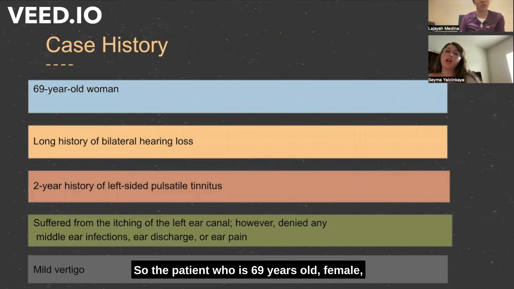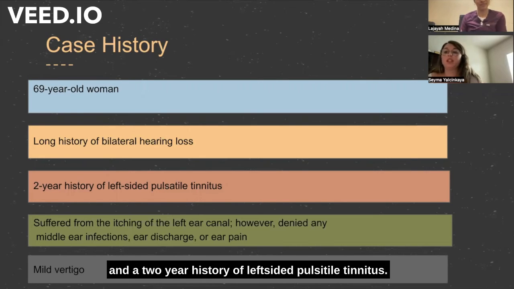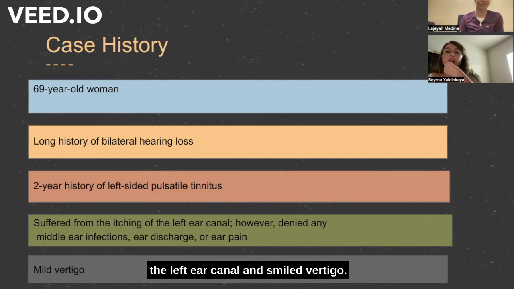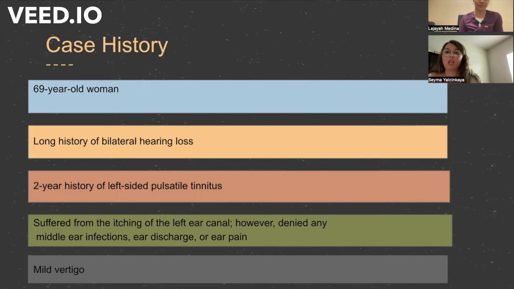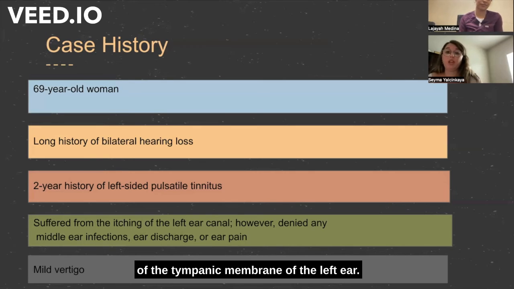The patient, who is 69 years old, female, presented with a long history of bilateral hearing loss and a 2-year history of left-sided pulsatile tinnitus. The patient also suffered from itching of the left ear canal and mild vertigo. However, she denied any middle ear infections, ear discharge, or ear pain. Otomicroscopy revealed the presence of a pulsatile purple-colored middle ear mass in the anterior inferior quadrant of the tympanic membrane of the left ear. The right ear had no visible abnormalities.